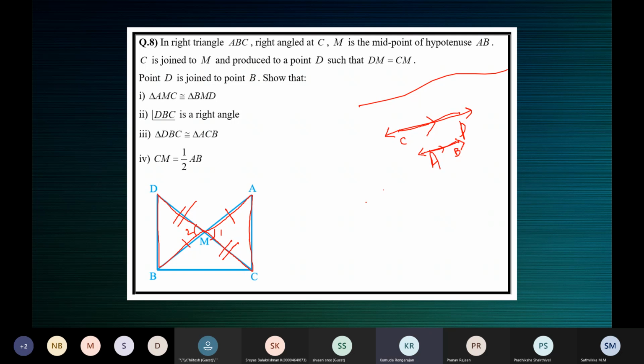Triangle AMC is congruent to triangle BMD by the SAS congruence condition. Next one: prove that angle DBC is a right angle.